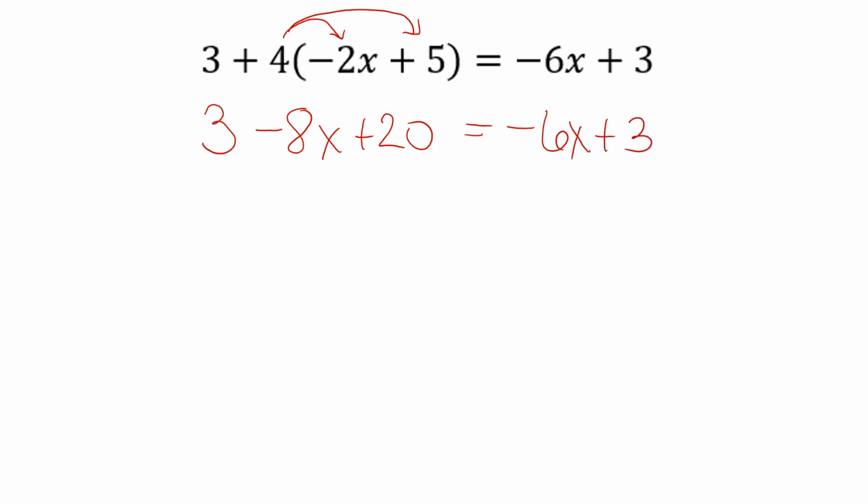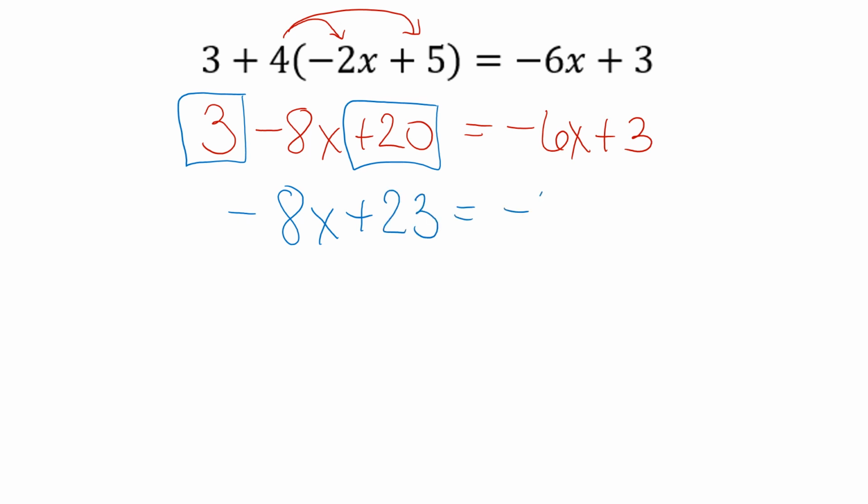We're also going to look at combining like terms. So we have a positive 3 and a positive 20. So that would give me positive 23. So that's going to give me negative 8x plus 23 equals negative 6x plus 3. At this point, we know that we have one solution since the variable terms are different. So we need to go ahead and solve for that x.